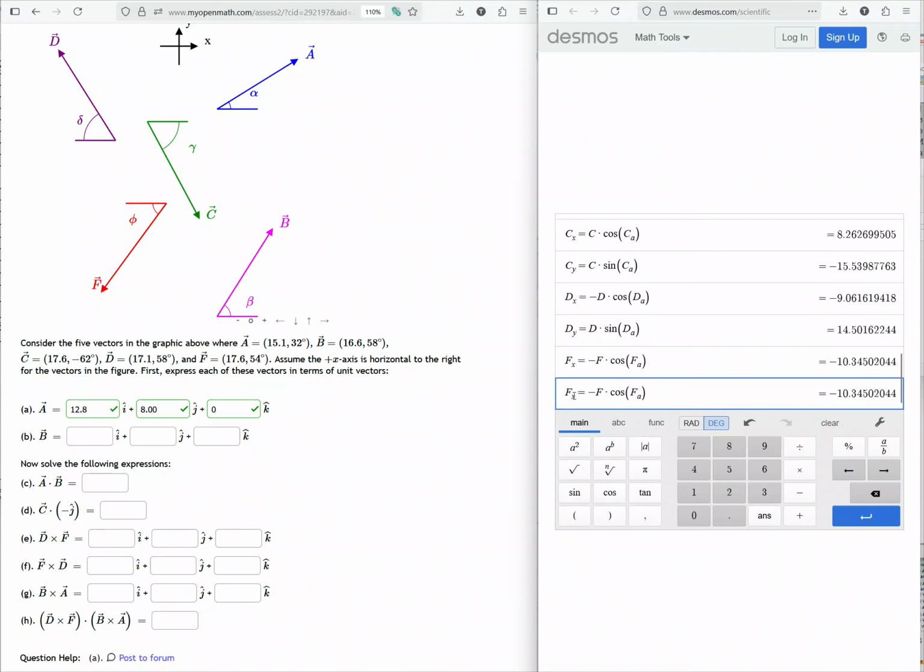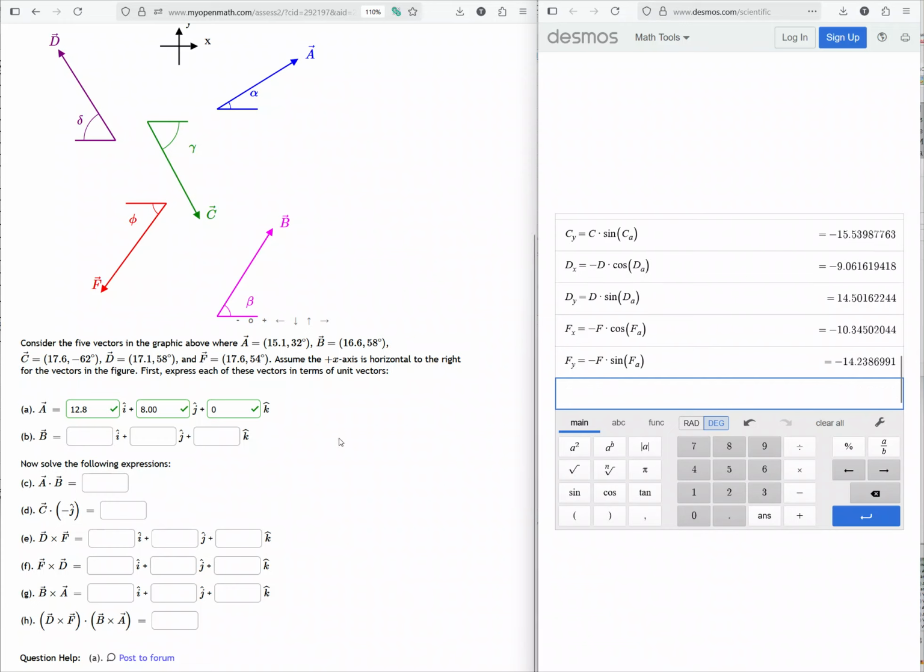The y component is going to still be with a negative sign because it's below the x-axis, so it's going to be sine. So I have all the components calculated now.